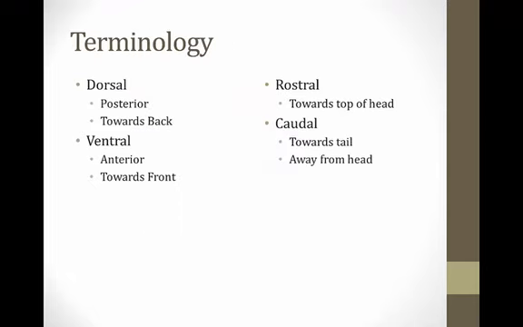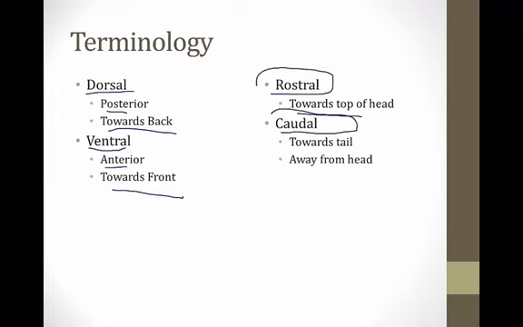Sometimes formal terminology is used to describe the location of the elements of the spinal cord, and let me just review that so you're not confused. When we say something is dorsal in the human, we mean that's posterior, towards the back. You may know fish have a dorsal fin, and that comes off their back. When we say something is ventral, we mean it's anterior and towards the front. Something that is rostral is towards the top of the head, and something that is caudal is towards the tail, and that means away from the head.